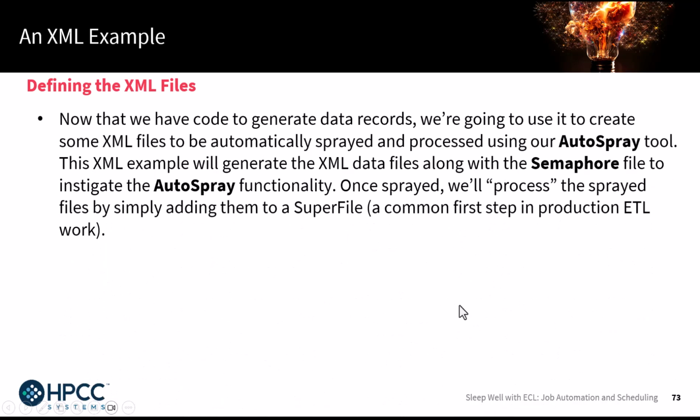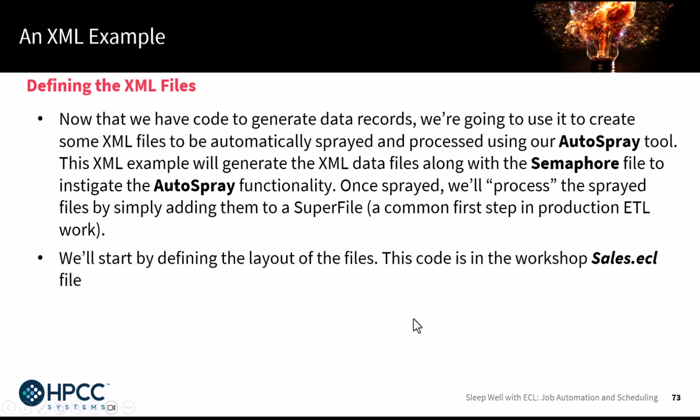So again, now that we have the code to generate data records, we're going to use it to create some XML files. And then we'll also review the settings along with the semaphore file and the auto spray override of our interface. And of course, we process then by an event, we process the XML files that were sitting on the landing zone. We made a super file of them, and we are now ready to continue from that point.